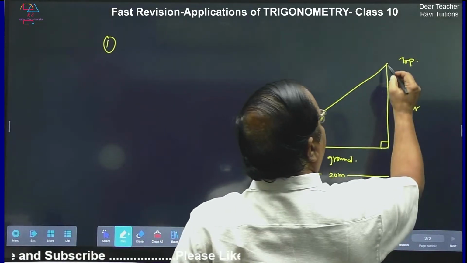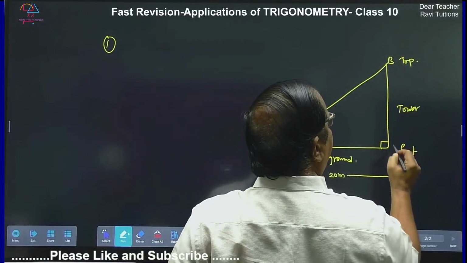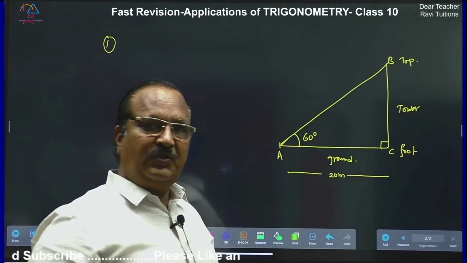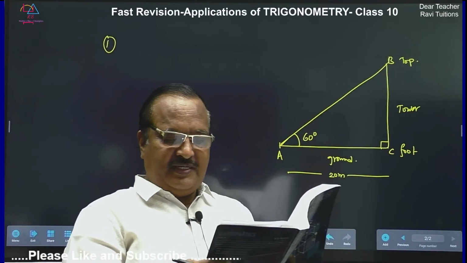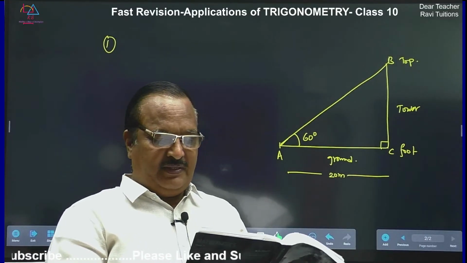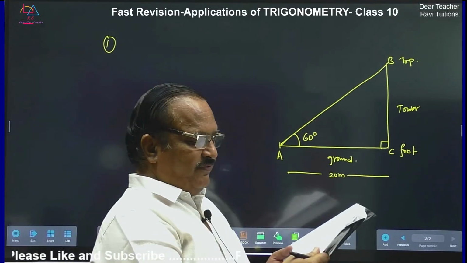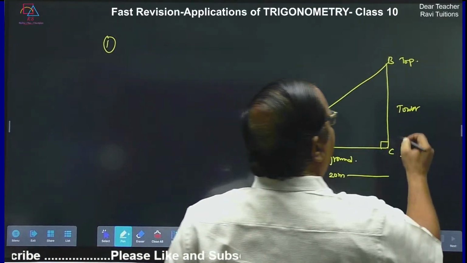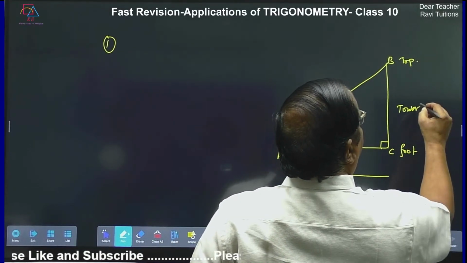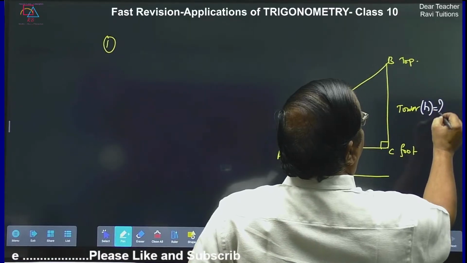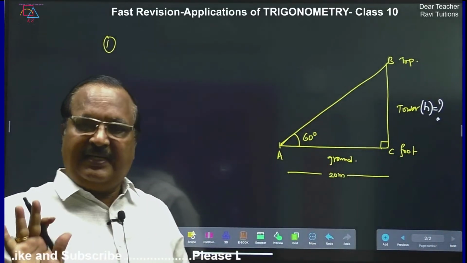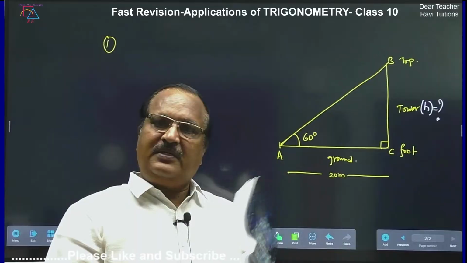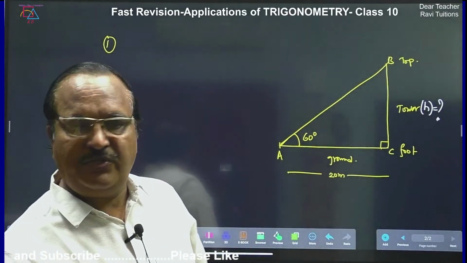So now let us have BC is the tower. Please give the name so that it is easy to write the steps. And 20 meters away, find the height of the tower. So that means you have to find out height. H is equal to question mark. That's it. My diagram is over, question is over. Now we have to do it.